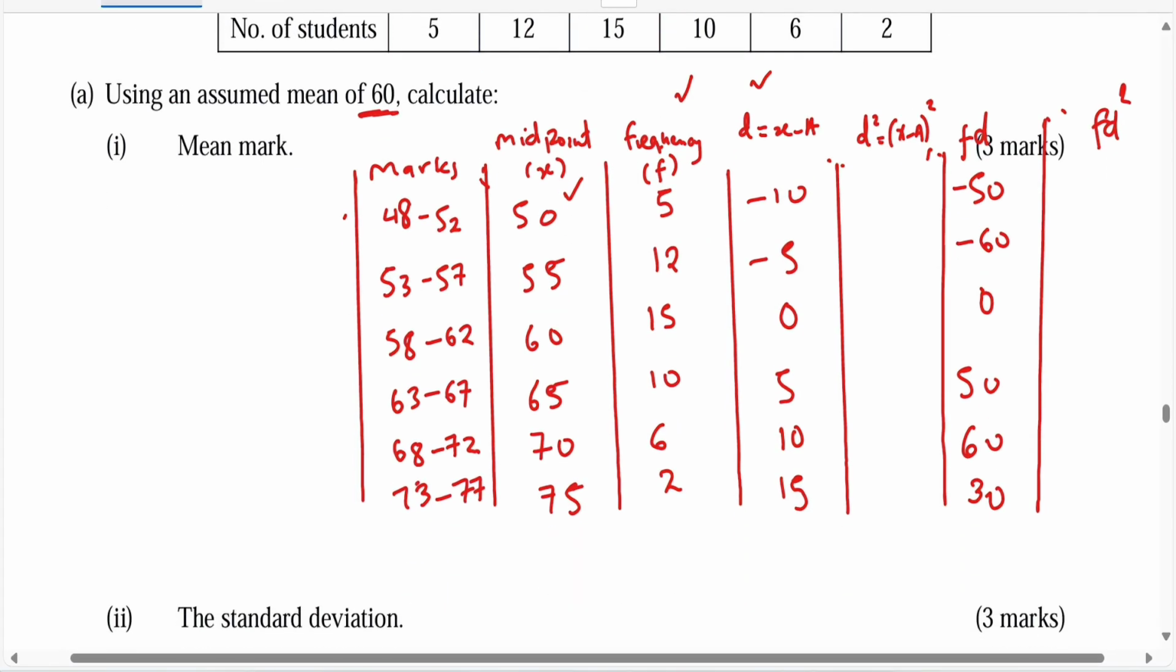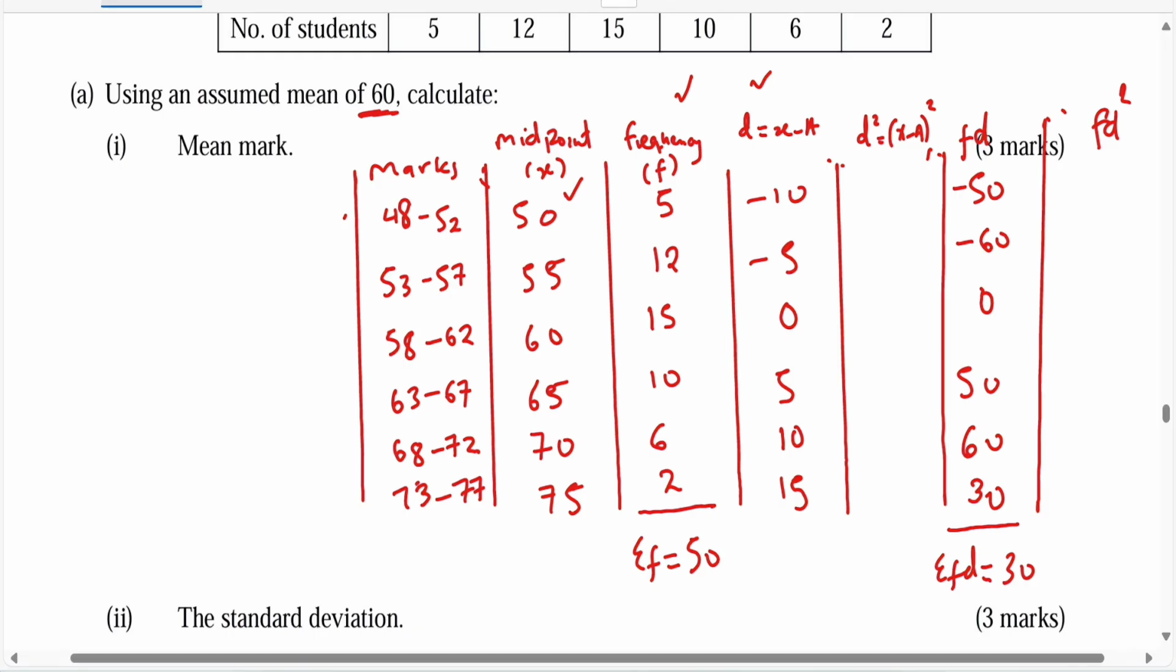So for the first question, we've been asked for the mean mark. The important thing is to know the sum of f, and the sum of f is 50. You can confirm by adding 5 plus 12 plus 15 plus 10 plus 6 plus 2, which gives us 50. Then fd: negative 50, negative 60, plus 50, plus 60, plus 30, which gives us sum of fd to be 30. So now let's go to d squared.